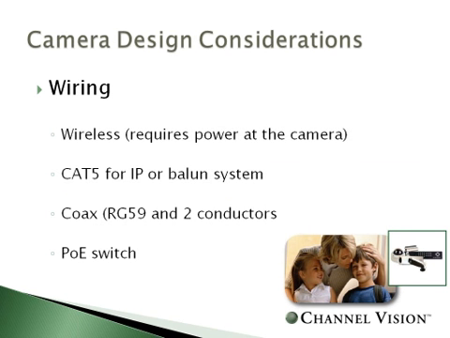If you're using an IP-based system, you can use a Cat5 cable or a balun system for analog video. For analog, you also can use our coax system using RG59 and 2 conductors for power, or depending on your IP system, you can integrate a power over Ethernet enabled switch.